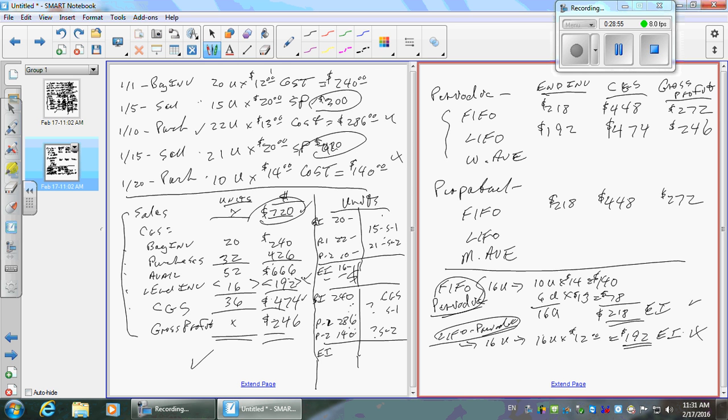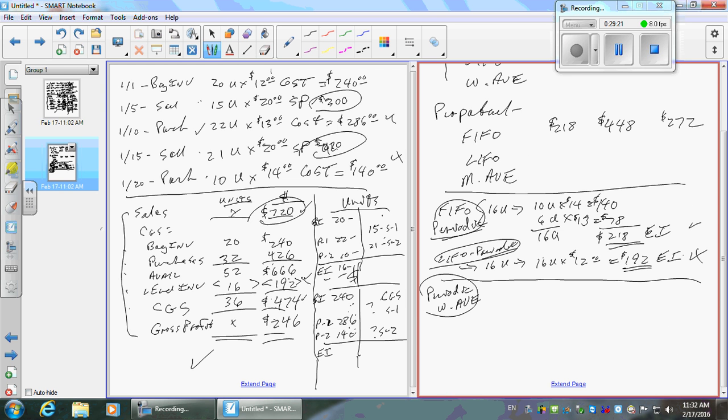All right. So what do we have left to do before we go for some perpetual stuff? We got one more periodic. What is it? Periodic average. Okay. Now this one's really simple too. What we're going to do is we're going to do 16 units, but we want to know what the average one costs first. What the average one costs?